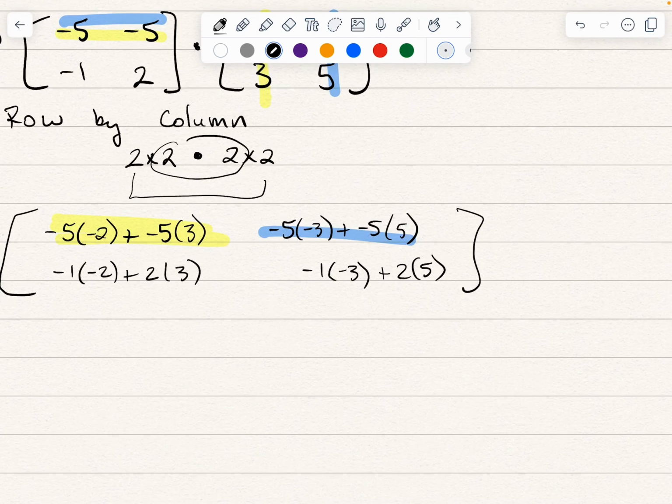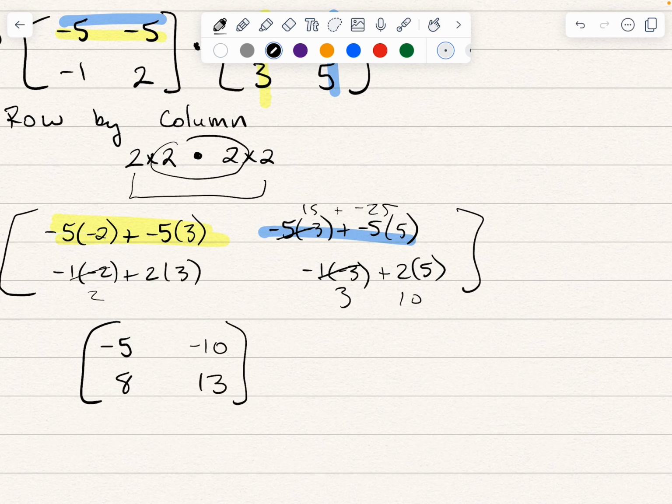So what is that? 10 minus 15 is going to give you a negative 5 up here. This is 15 plus negative 25, so that's a negative 10. Okay, this is 2 plus 6, so that's going to be 8 in that spot. This is a positive 3 plus 10, so that's a positive 13 there.